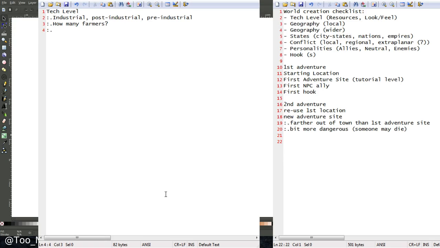If your setting includes magic, which I'm going to assume it does because most settings have some form of magic, be it explicitly magic or superpowers or the Force, what role does magic play in this world?